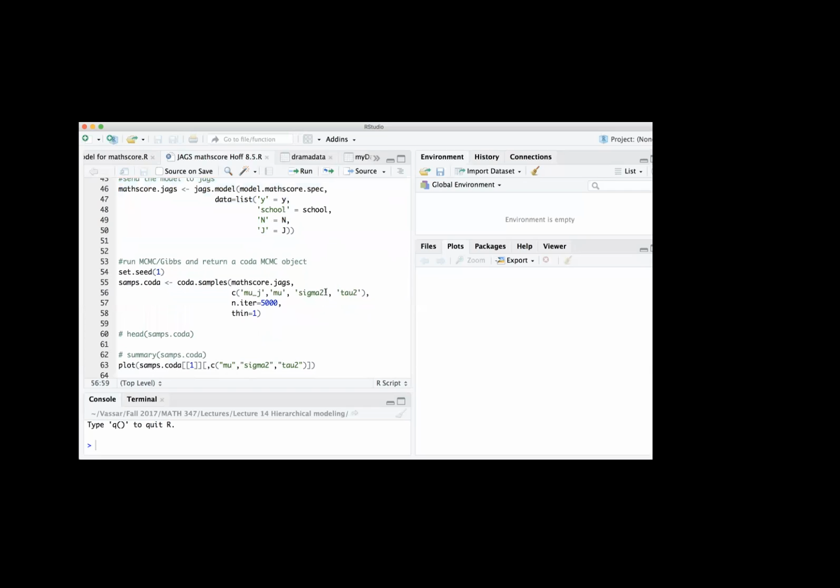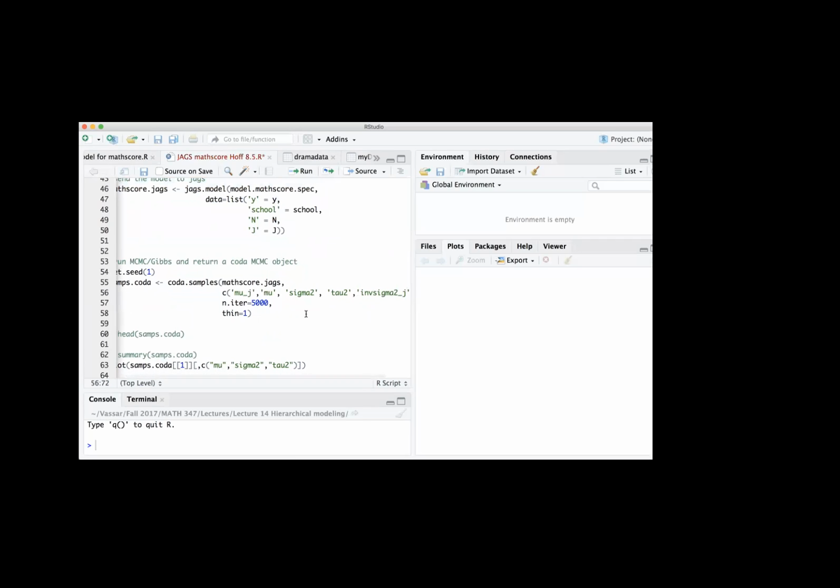But now I should also try to save one extra vector over here, which will be all of the inverse sigma 2j. Think about all of the parameters that we have. Back then we had all of the mu j, the grand mu, the particular sigma square and tau square. But now I actually should delete this sigma square because there's no sigma square anymore. Let me be more consistent, so down here I'm doing all of this.